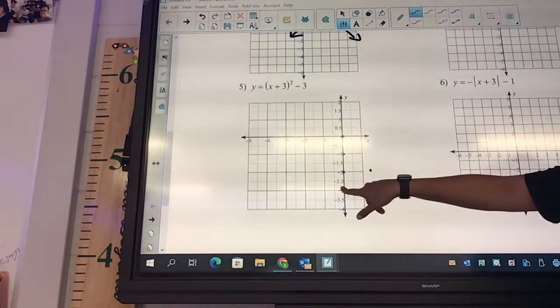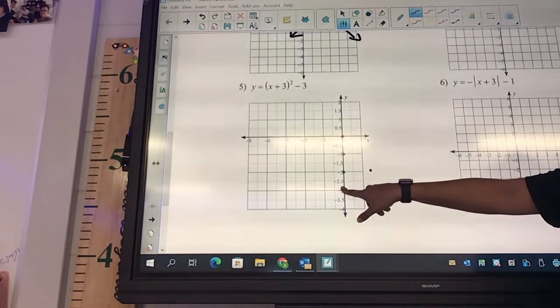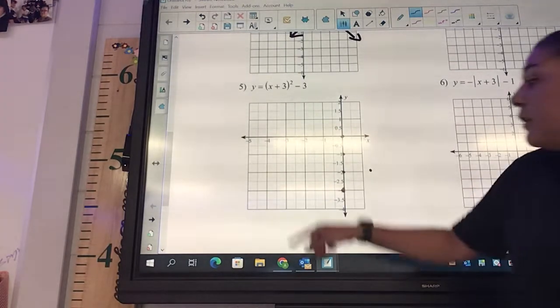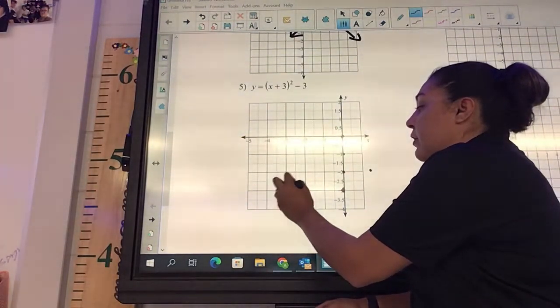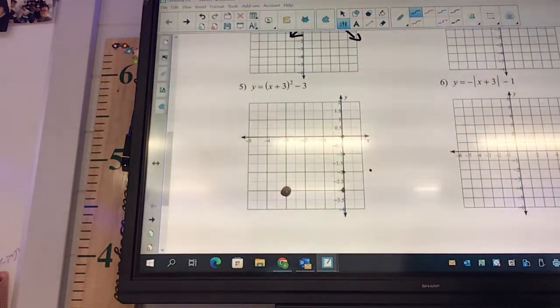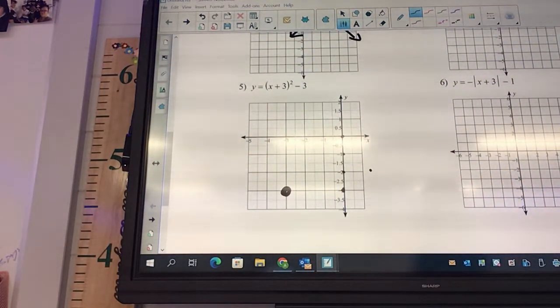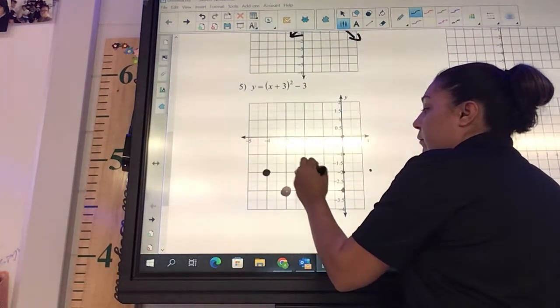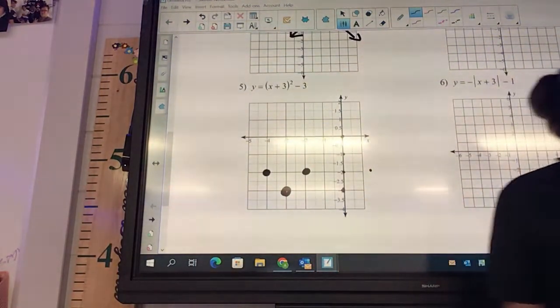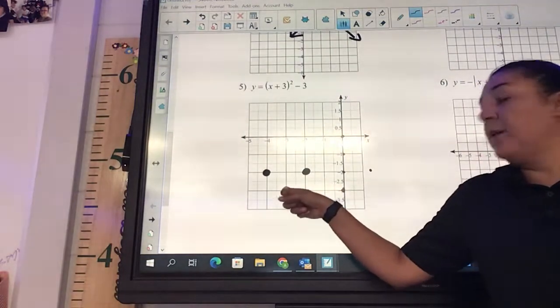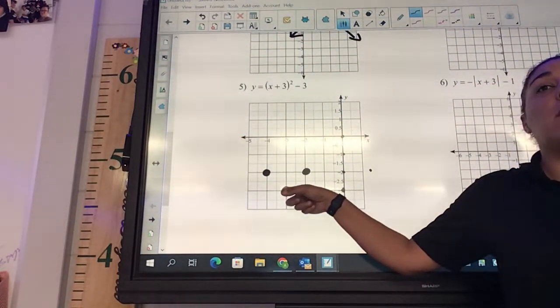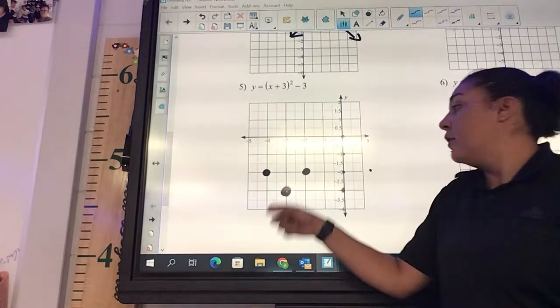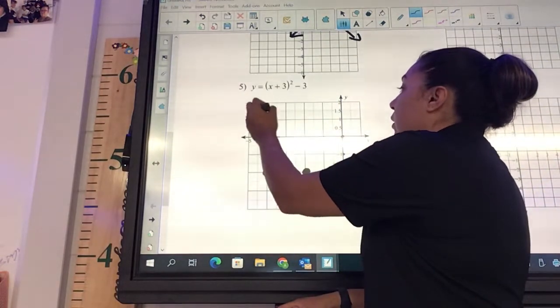What does the plus 3 do? Go over to the left. Over left 3. So here's our vertex, our starting point. Now, because this is a U, we go up 1 over 1. And then from the vertex, from that starting point, you're going to go up 4 over 2. 1, 2, 3, 4 over 2.